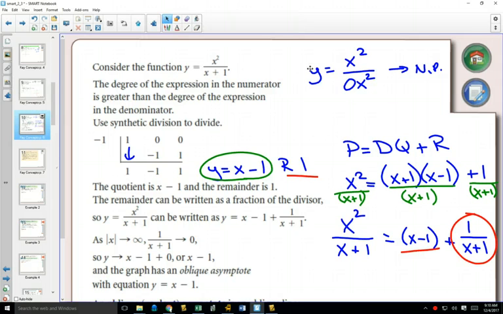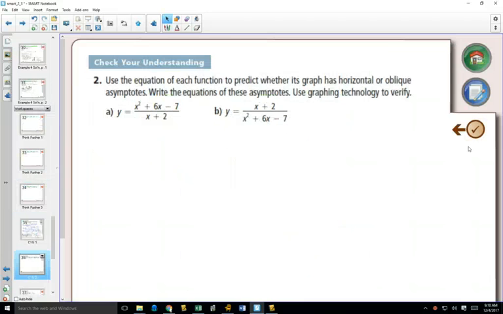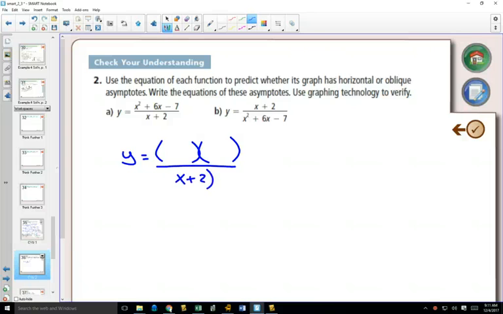Now you're not going to be asked to explain why something is an oblique asymptote. You're just going to be expected to be able to find it and graph it. So here's example 2. We're going to look at both of these. Again, it says just to tell whether it has a horizontal or oblique asymptote, we're going to go through the process of graphing it. So the first thing when graphing, always, you're going to factor. Well, I guess step 0 is factor. So I'm going to factor this first. The top factors nicely to be x plus 7, x minus 1.